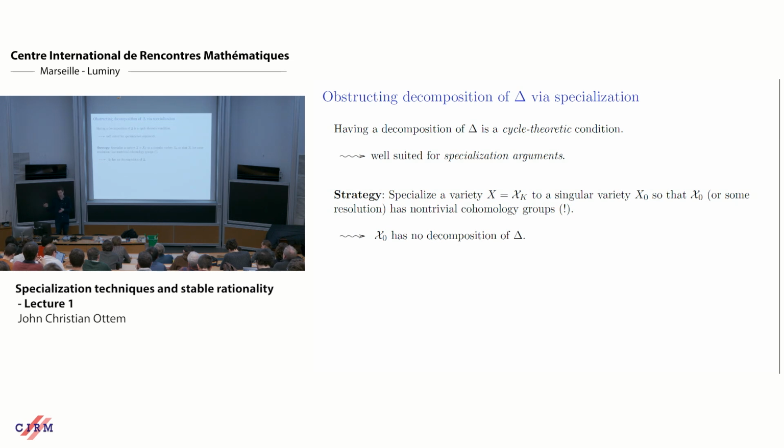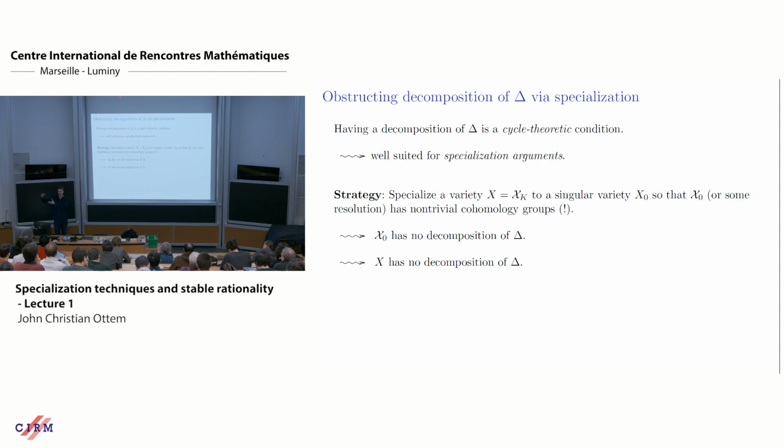Or you have to specialize so that, the homology groups I had in mind were the homology groups from before, the p-forms or the torsion in X3. Okay, but then if there's no decomposition of the diagonal on the special fiber, then X does not have a decomposition of the diagonal either.